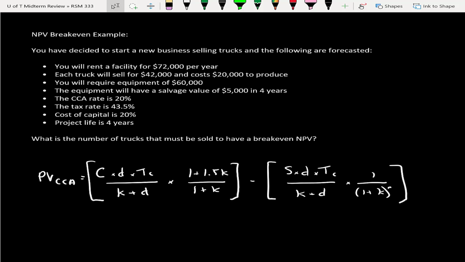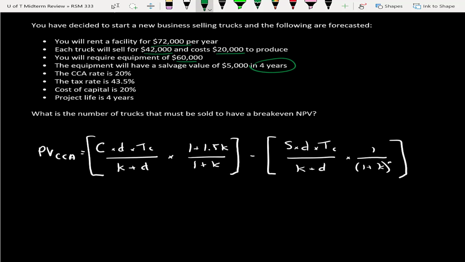You have a situation where the company is starting a business selling trucks. They're going to rent a facility for $72,000 per year. The selling price will be $42,000 and the variable cost $20,000 to produce. The original investment will be $60,000 in the equipment, which has a salvage value of $5,000, and the life of the project is 4 years. The CCA rate is 20%, the tax rate is 43.5%, and the cost of capital is also 20%. So how many trucks do you need to sell to have a break-even NPV?